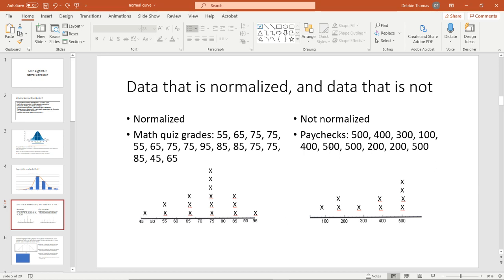Here we go, not normalized. Like the amount of money you can make on a paycheck. You have a part-time job, somebody makes 500, another person makes 300, all depending on how many hours you get. And when I put that data up, it looks like this. There's no bell curve here, so this is not normalized data. Maybe if we took it across the entire country of paychecks for teens 15 through 19, we might get normalized data, but with the data I have right here, it's not. So we would not do any normal distribution analysis on data that looks like this.